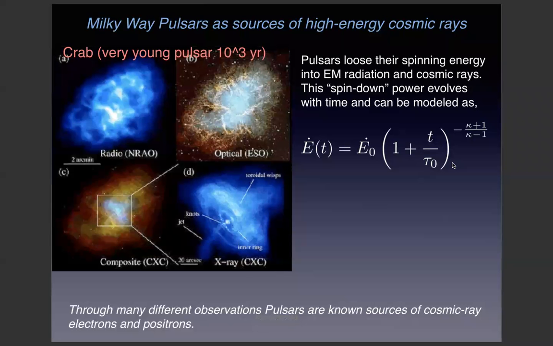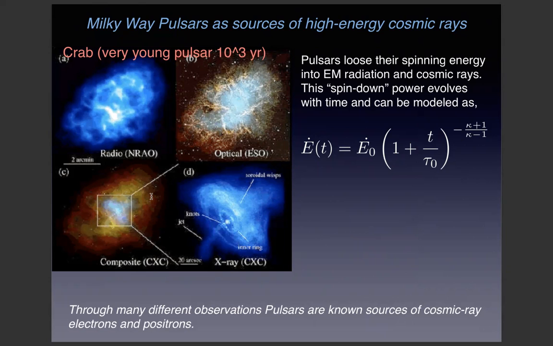Now, pulsars are rapidly rotating, highly magnetized neutron stars. And we want to study them as sources in terms of their high energy cosmic ray output. This is an example of one of the youngest pulsars in the Milky Way, Crab, which is about 1,000 years old, and this is its observations in radio, optical, and X-rays. So through observations like those and gamma rays that I don't show, we understand that pulsars are environments that are very rich in terms of cosmic ray electrons and positrons.